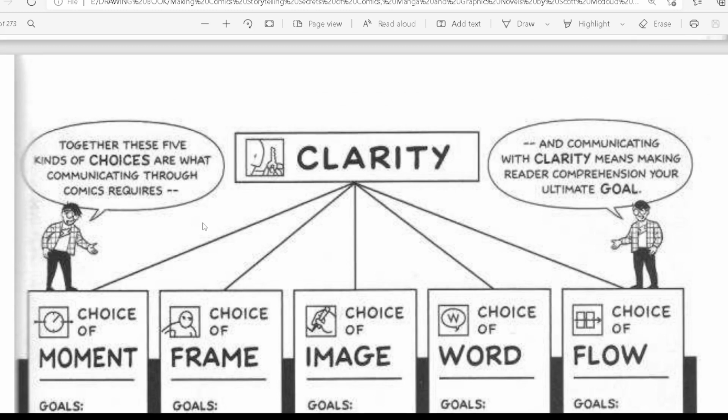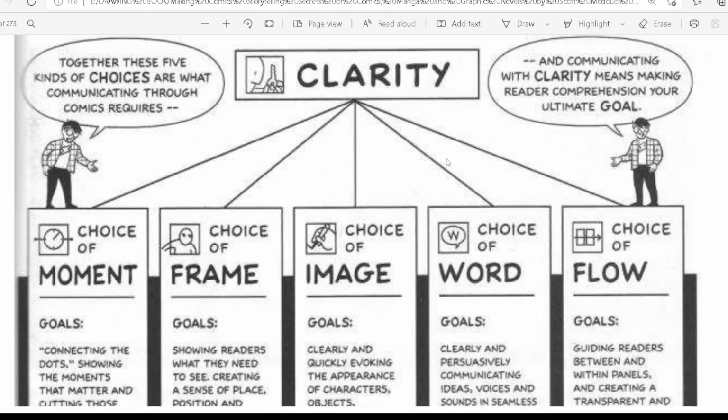So, clarity. Together, these 5 kinds of choice are what communicating through comics requires. And communicating with clarity means making the reader's comprehension your ultimate goal. So basically, the author has provided 5 kinds of choices while making a comic strip. I think I have read it and it was good enough. If you want to make a comic strip, those five choices are there.